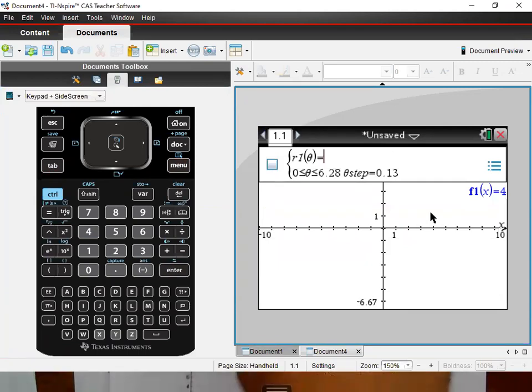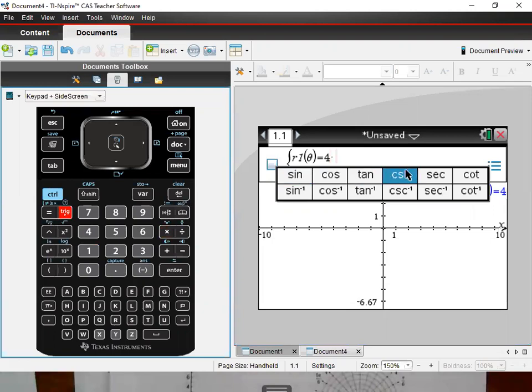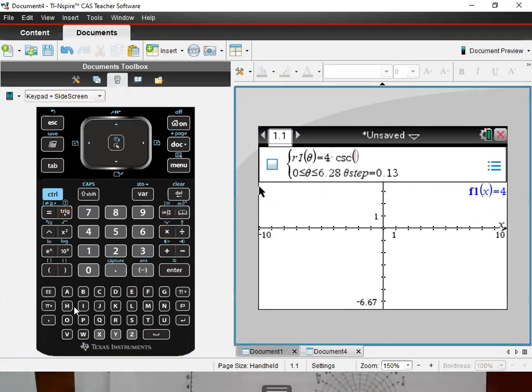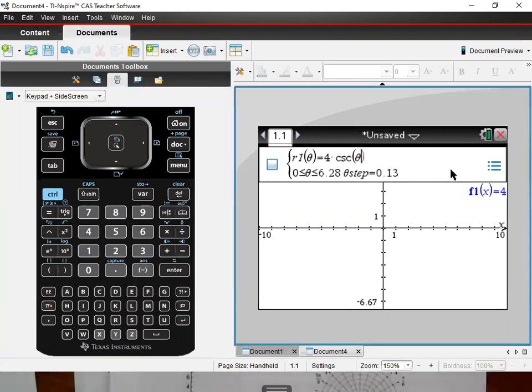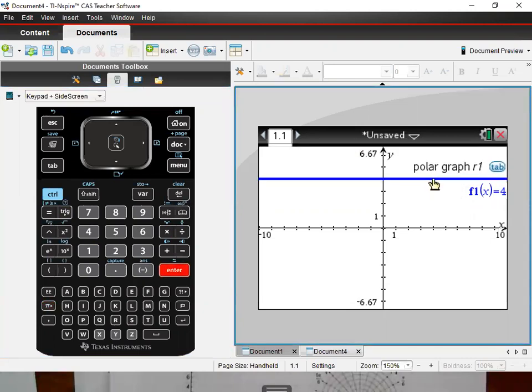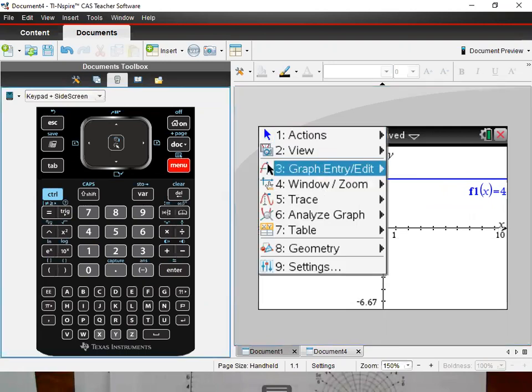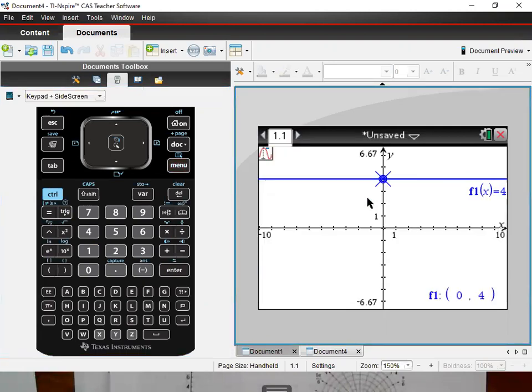So since we have the equation r equals 4 cosecant of theta, we could type that in: 4 times the cosecant. So trig, cosecant. And then the theta button is right by the pi. So if you hit the pi button, there's a bunch of random math symbols. Theta is in there. Hit enter. And, you know, to trace, if we did trace.